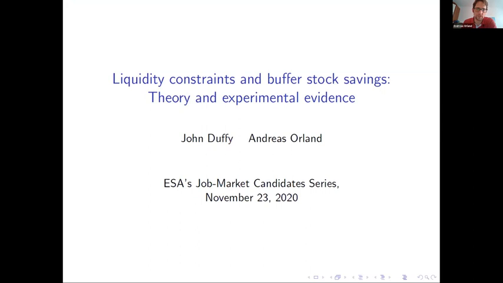This is joint work with John Duffy, and we examine the impact of an anticipated liquidity constraint on savings behavior. An anticipated liquidity constraint is when you know that tomorrow you won't be able to borrow. So it's an intertemporal optimization task that we have.